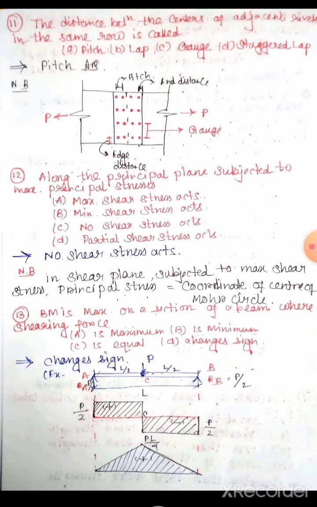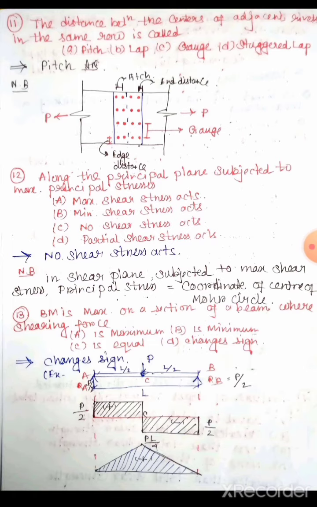Next question. The distance between the centers of adjacent rivets in the same row is called a pitch, lap, gauge, staggered lap. The correct answer for this question is pitch. The distance between centers of any two adjacent rivets parallel to the direction of force is called pitch, and diagonal pitch is the distance between centers of two adjacent rivets in the diagonal direction. Okay, proceed to the next question.